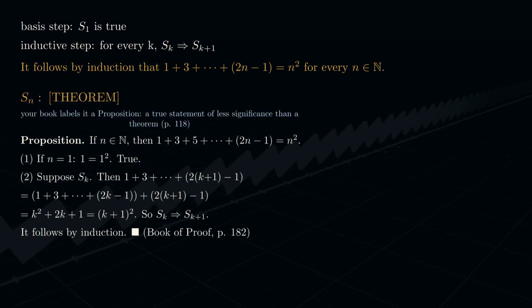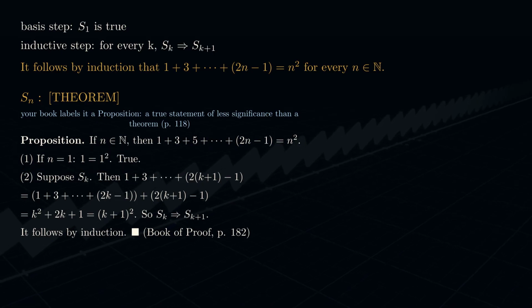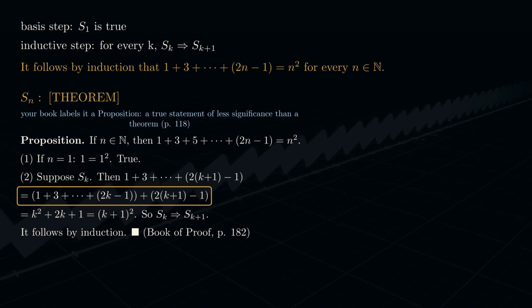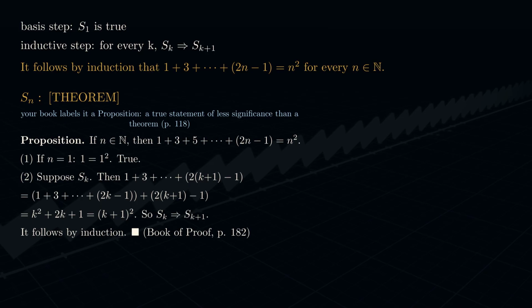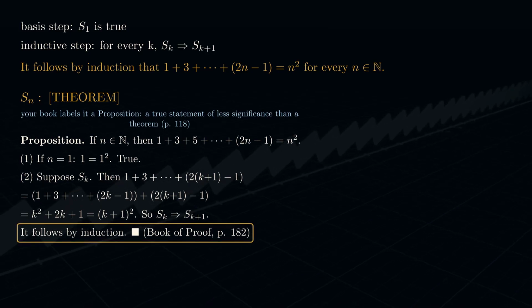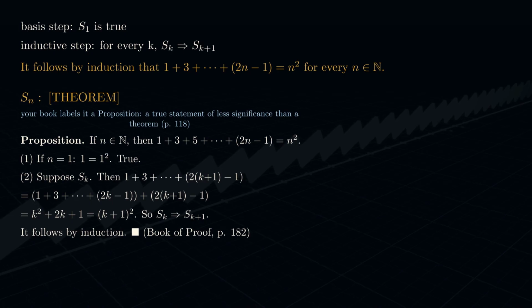Here is the finished proof, as your book of proof writes it on page 182. Read it once more from the top. Basis step. Inductive step. Suppose S(k). Split off the last term. Use the hypothesis. Simplify. Arrive at S(k plus 1). Conclude. A few lines. Infinitely many statements.